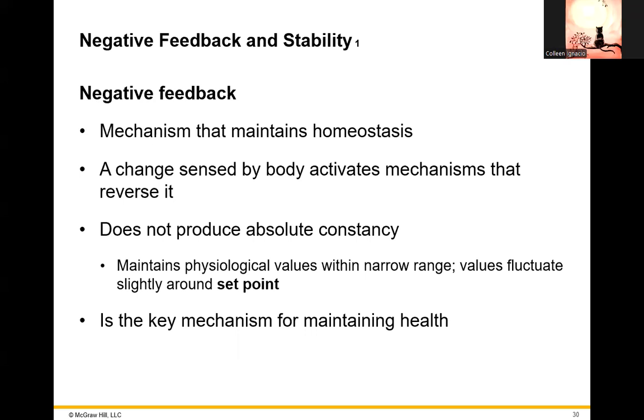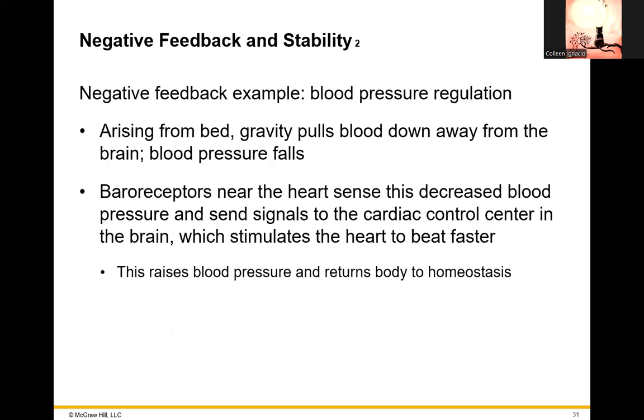Okay. So the key for this is that this negative feedback mechanism works to maintain normal levels. And those normal levels, for example, could be your blood pressure, your body temperature, your body weight, the amount of fluids and electrolytes inside of the patient, right? So negative feedback is continually at work and it's constantly being tweaked.